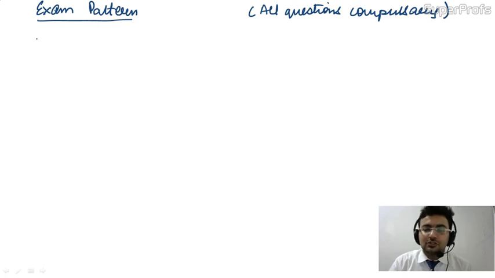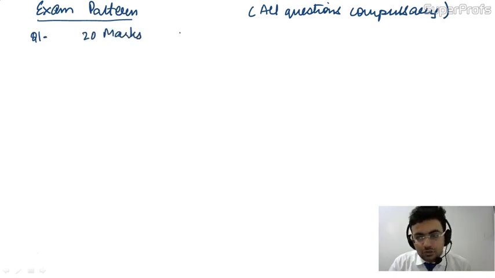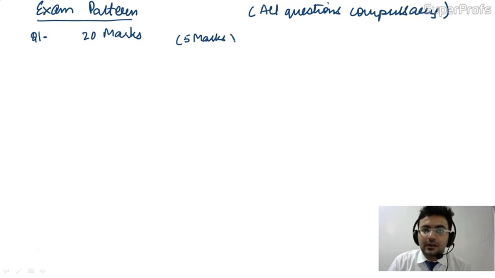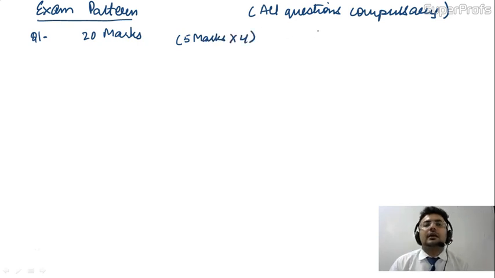First of all, there should be a question number 1. This will be of 20 marks. That can be for short notes, where you need to write about the points, write short notes, give your comments, anything like that. That is generally 5 marks into 4, and you need to attempt all parts. Okay, there will be no choice.